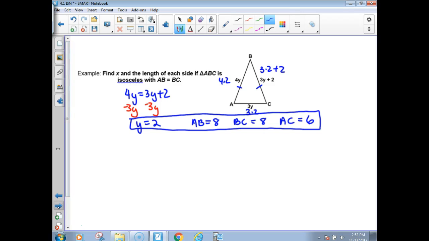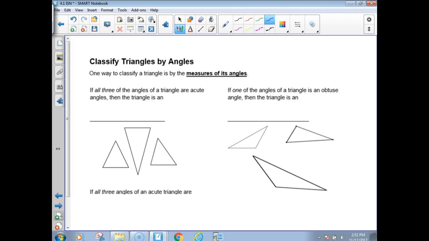Okay, I believe you're changing page. Is that correct? All right, so we're going to go classify now by angles.